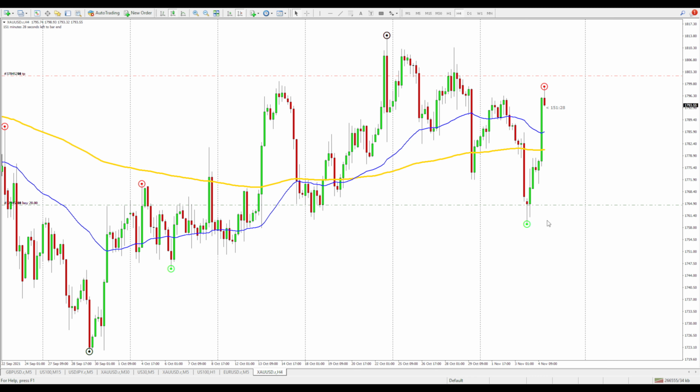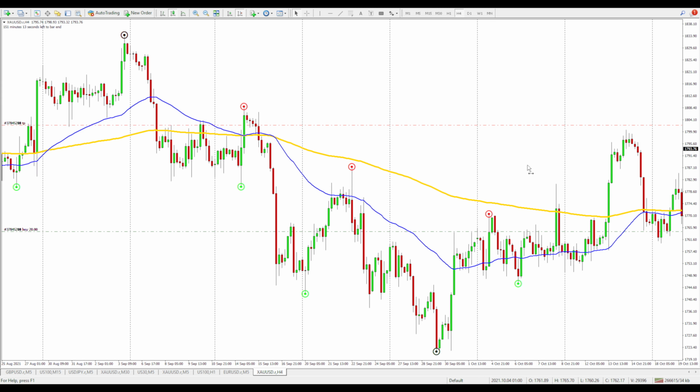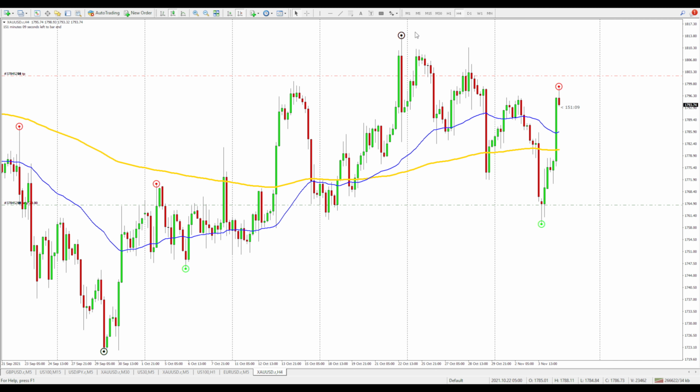So first things first, right? We have a green signal right here which indicates a buying opportunity in the market. So every time we get a green signal, all we want to do is look for a buy opportunity. If we've got a red signal, then what we're doing is looking for a selling opportunity. And the black signals, all they are is the previous resistance or support level.